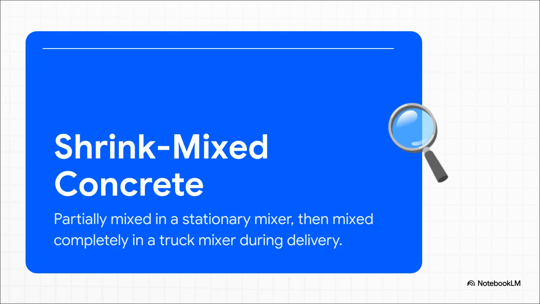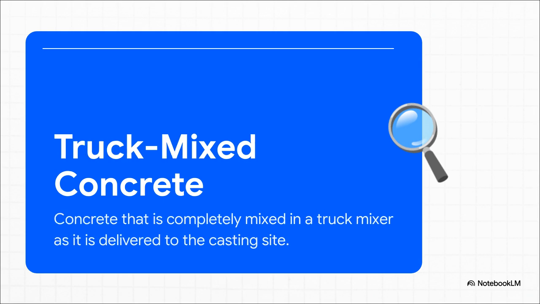Next is shrink mixed. Now this one's a bit of a hybrid, a 2-step process. It's partially mixed at the plant, which helps shrink the volume, and then the mixing is finished up in the truck on the way over. And finally, we have truck mixed concrete. Just like it sounds, all the magic happens right inside the truck mixer. The truck is the mixer.